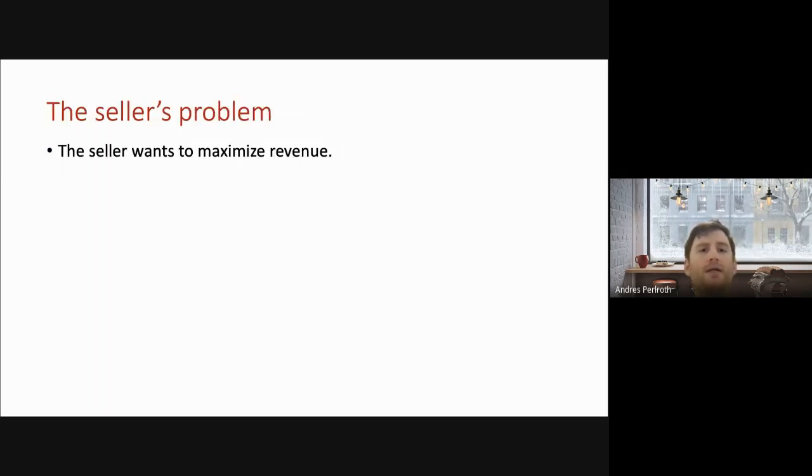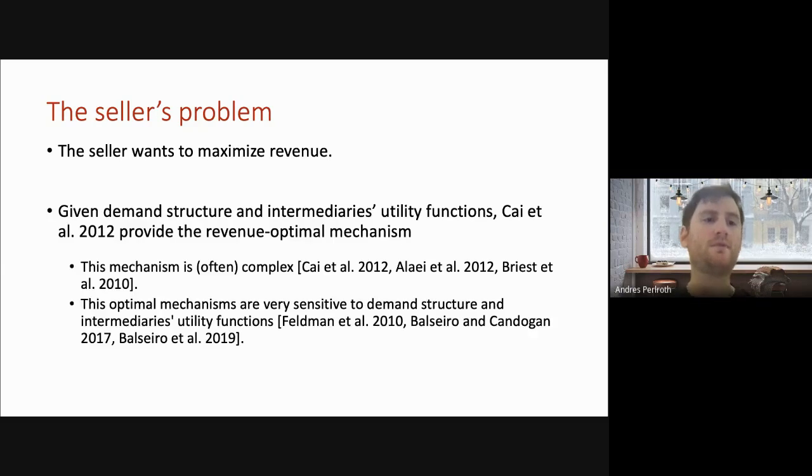So with that in mind, what's our goal? We want to design an auction so that the seller maximizes his revenue. We have a seminal result by Cai et al., who show that if we take as given the demand structure and the intermediaries, there is an algorithm which can tell us the optimal revenue mechanism that the seller should implement to maximize the revenue. However, in most cases, this mechanism is actually quite complex. And furthermore, and this is critical for our purposes, it is very sensitive to the demand structure and also the intermediaries' utility functions, meaning the downstream interaction that happens between the intermediaries and the buyers.